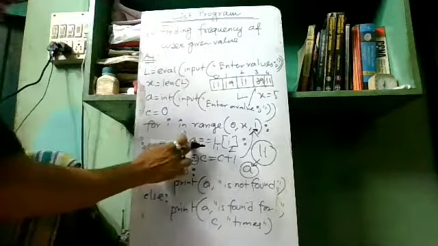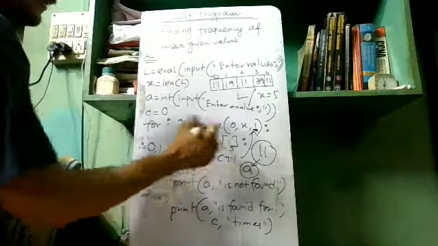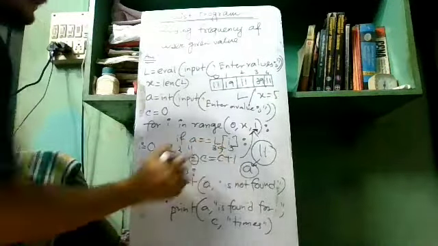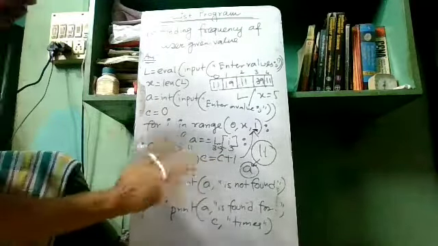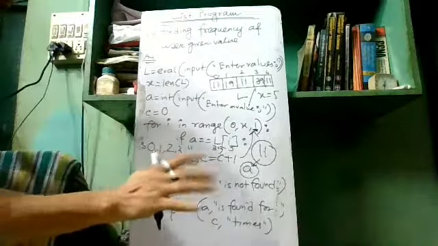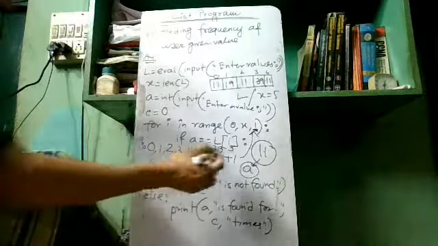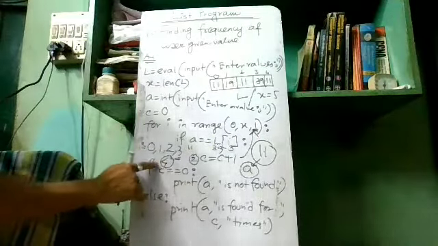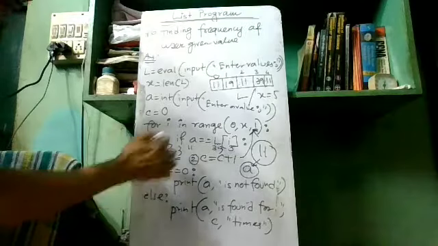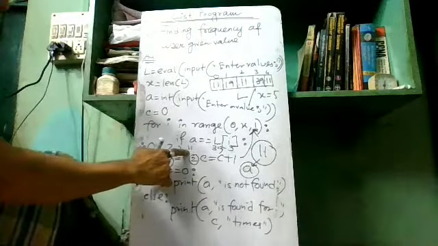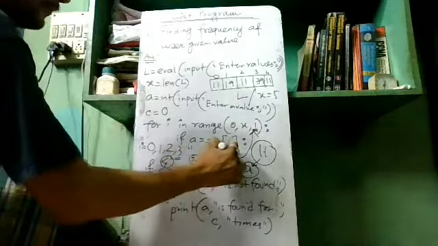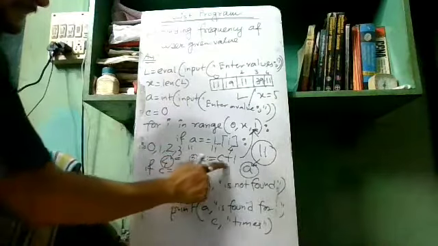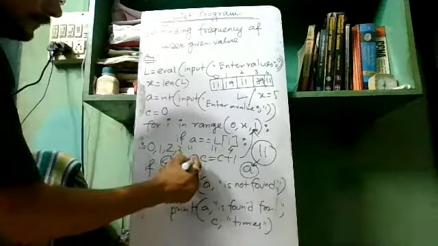Again test. A equal to L[i]. L[i] means L3. A means 11. L3 means 39. That is 11 equal to 39. No. Then C will not be incremented. Again the loop will circulate. I will be incremented by 1. Now I will be 4. When I will be 4, again we test. A means 11. 11 is equal to L4. L4 means 11. So 11 equal to 11? Yes. C is incremented by 1. So now C will be 3.